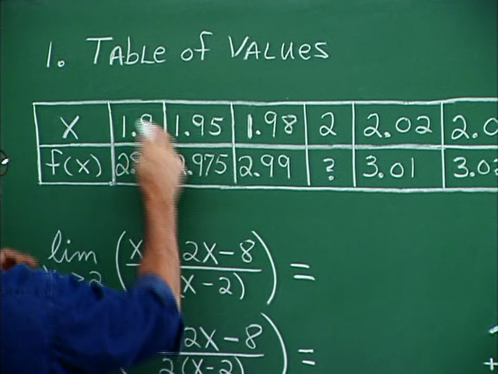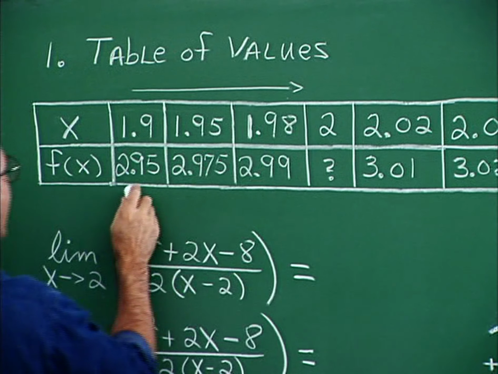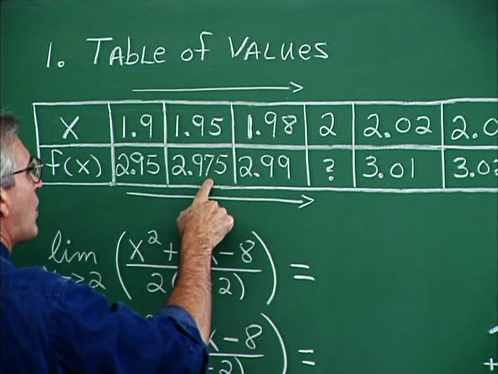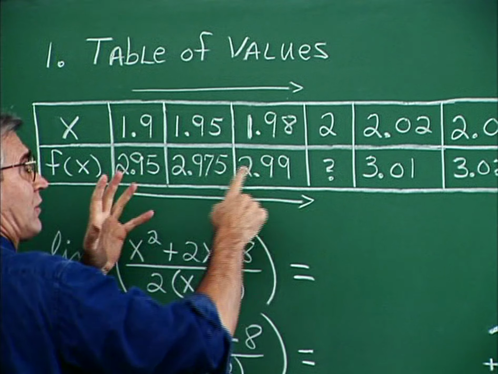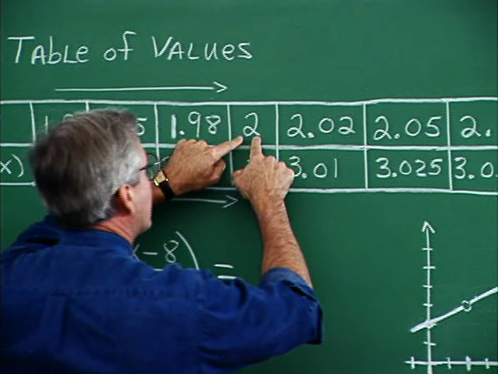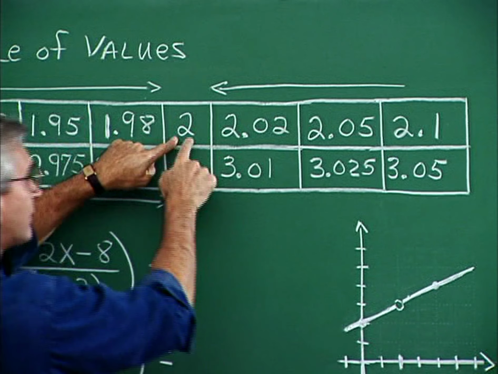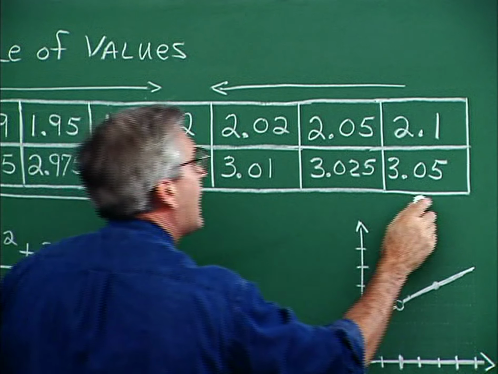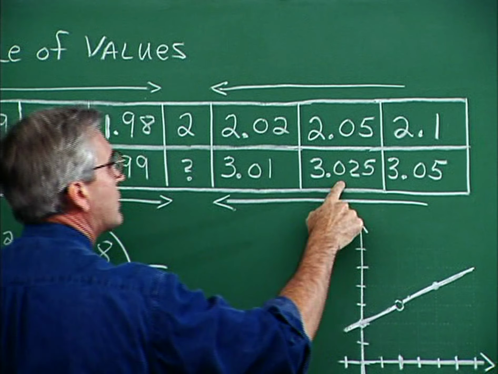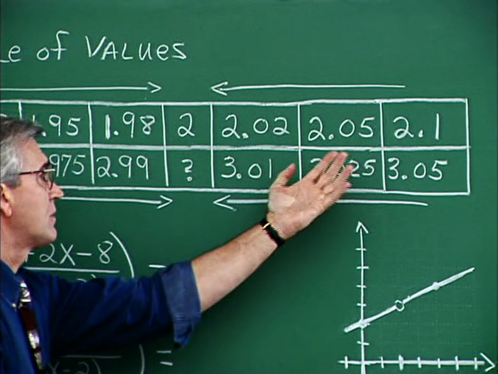All right, so now notice in this row I'm finding f of x, and notice the values here. As x gets close to 2 from the left, f of x is getting close to, well, let's see, 2.95, 2.975, 2.99. It looks like f of x is getting close to 3. And over here on the other side, as x gets close to 2 from values just above 2, just bigger than 2, then f of x is getting close to, well, let's see, 3.05, 3.025, 3.01. Well, again, f of x is approaching 3.